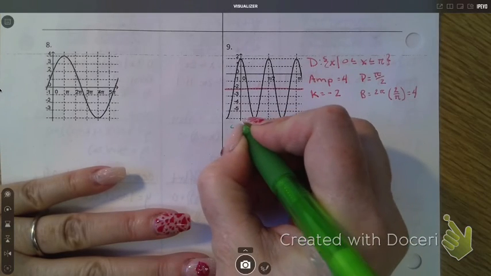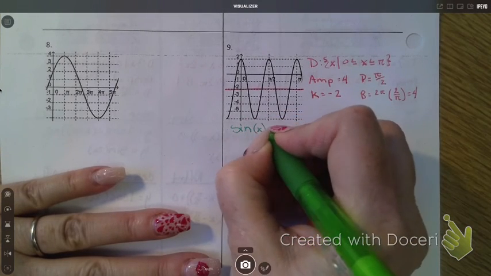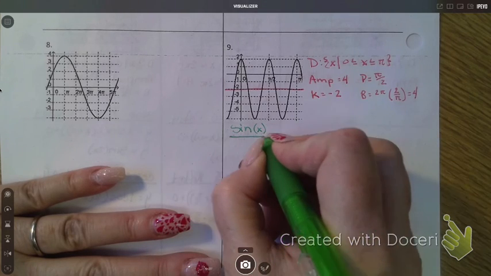So do we need to walk through the sine and cosine stuff, or do you want to do that on your own? Okay, on your own.